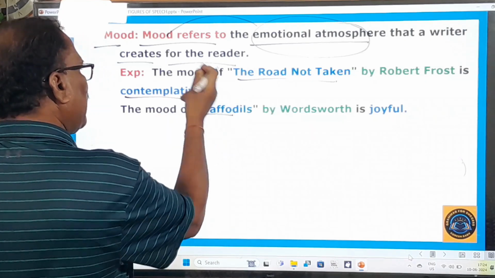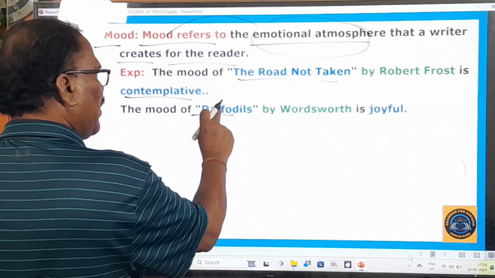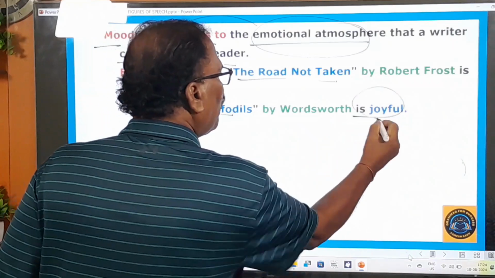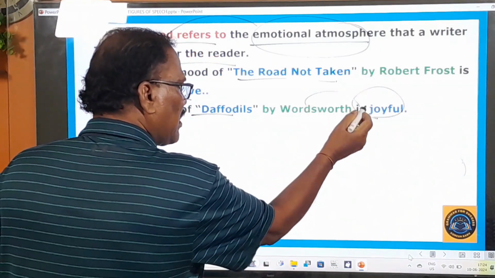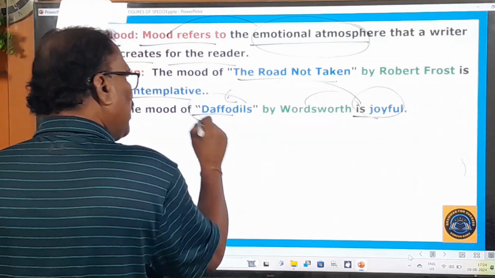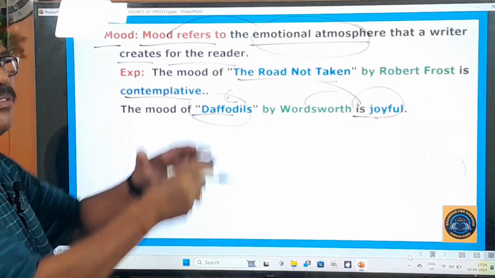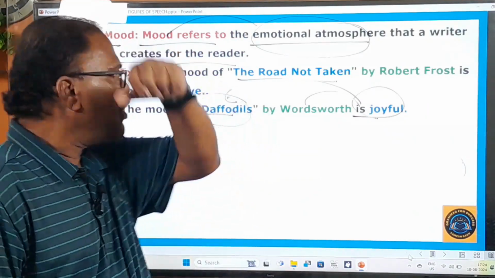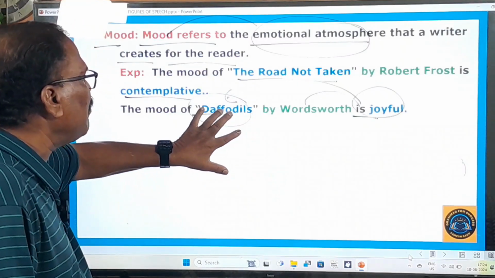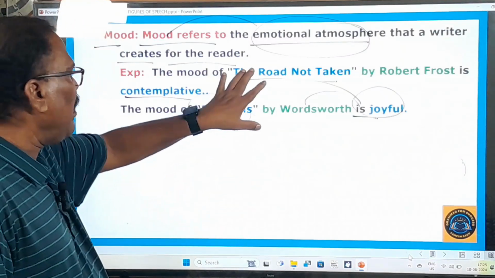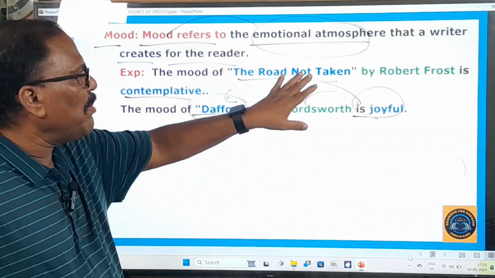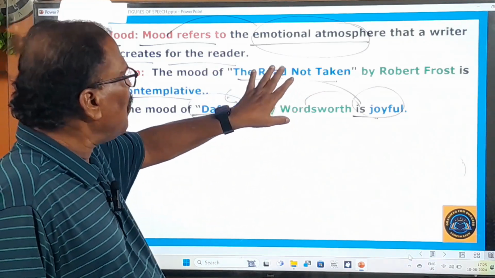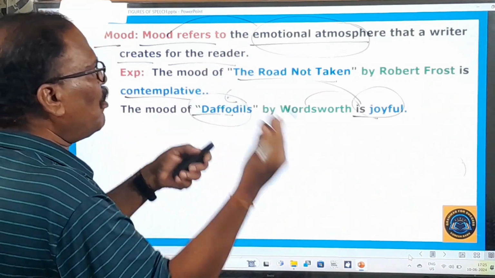What is the mood created in the poem Daffodils? Wordsworth has created a joyful mood in the poem Daffodils. So when you read the poem Daffodils, you feel very happy and joyful and cheerful. That is the mood created by this poet in the poem, and this is the mood created by Robert Frost in this poem. Mood is nothing but emotional atmosphere.